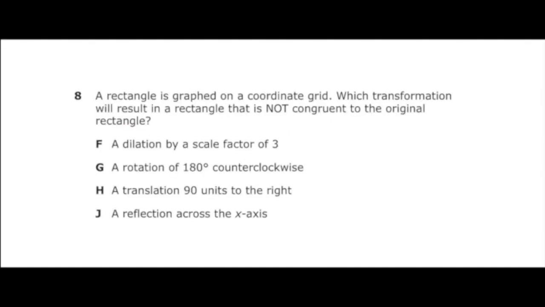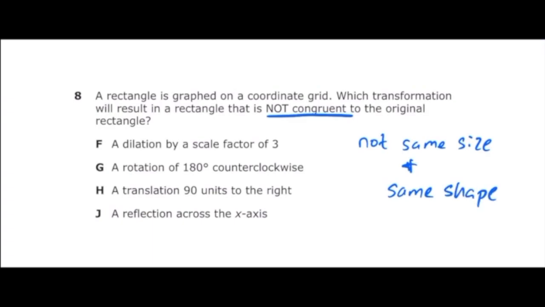Number 8 from the 2022 8th grade math STAAR test. A rectangle is graphed on a coordinate grid. Which transformation will result in a rectangle that is not congruent to the original rectangle? So in other words, we need a transformation that's going to give us something that's not the same size and not the same shape. So let's go through the answer choices and see which one is not congruent.